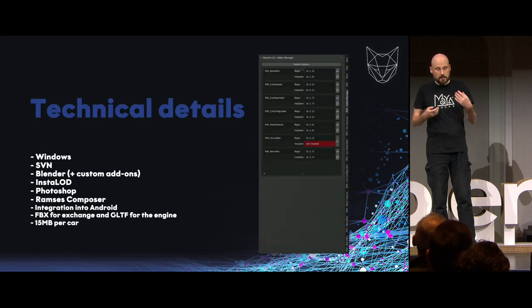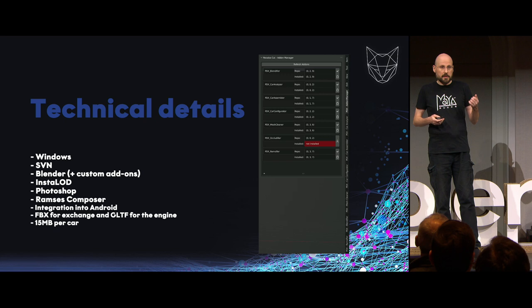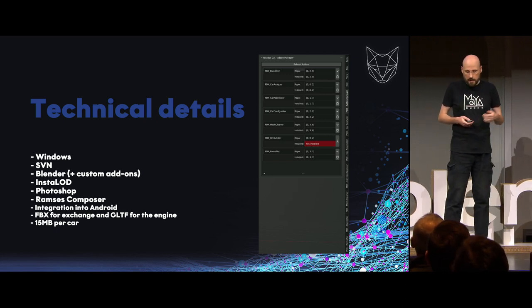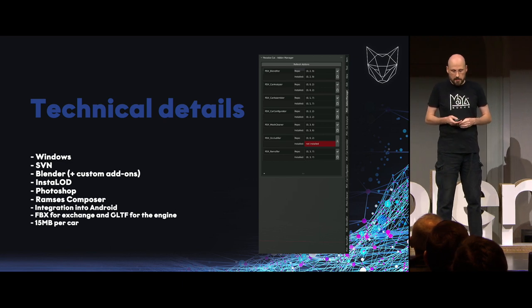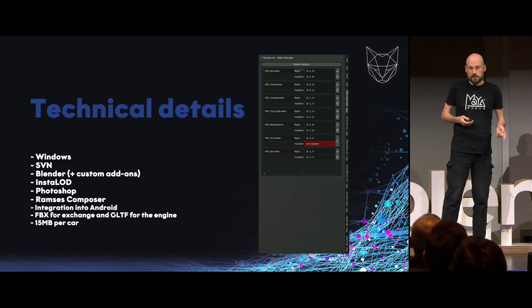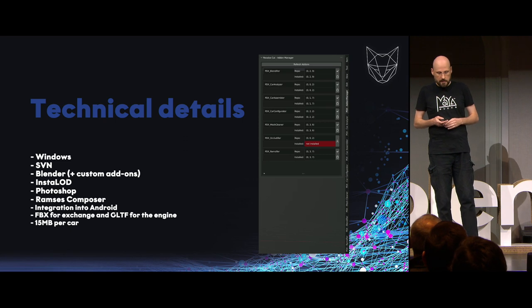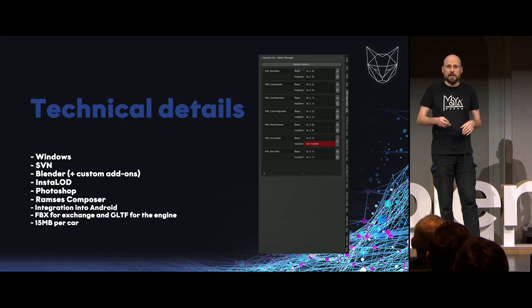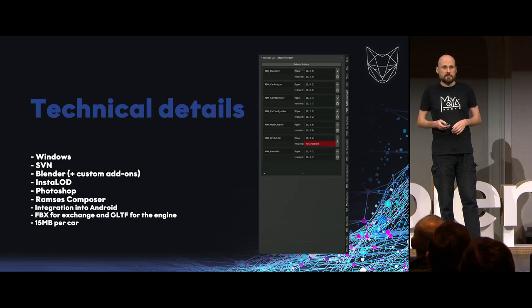And so some technical overviews. We use Windows as our operating system, SVN for version control, Blender, of course, and for some custom add-ons, a tool called Instalot, a little bit about that later. Of course, Photoshop, Ramses Composer, which is the editor for our engine, that will then integrate it into Android. And we use FBX as an exchange format and glTF for the engine. And everything has to fit into 15 megabytes of space.